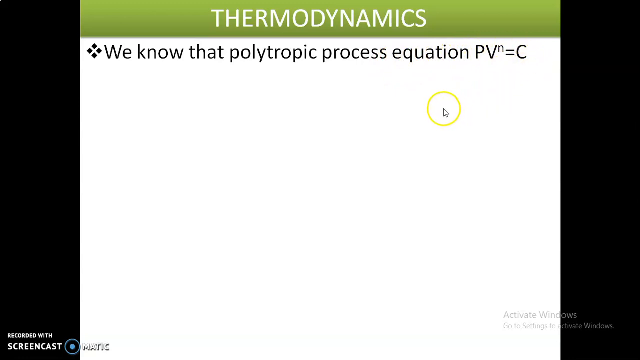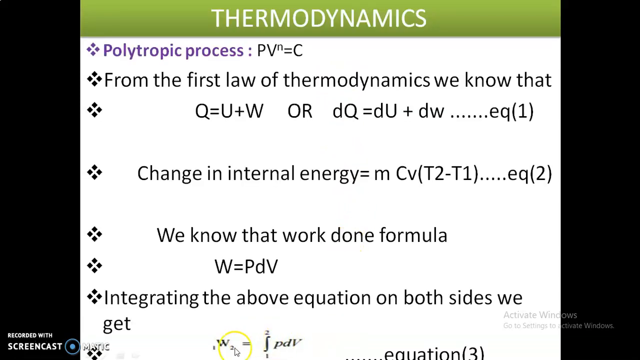So from this relation, we can write the P value: P is equal to C by V to the power of n. Okay, so substitute this P value in equation number 3. What is equation number 3? W is equal to integration 1 to 2 P dV.